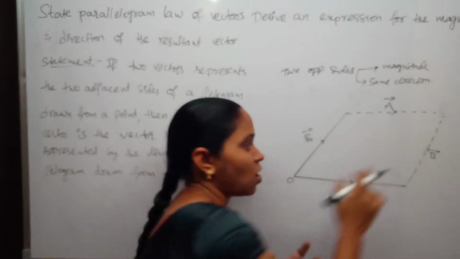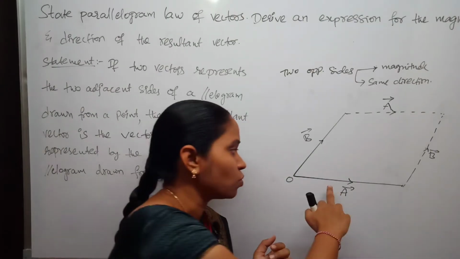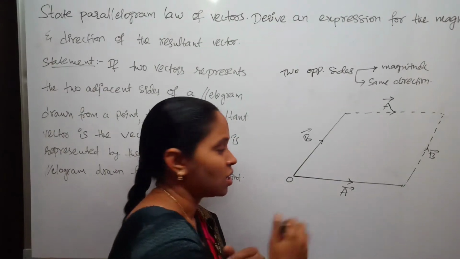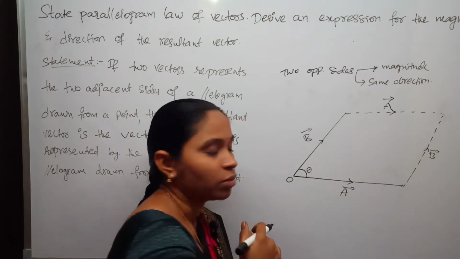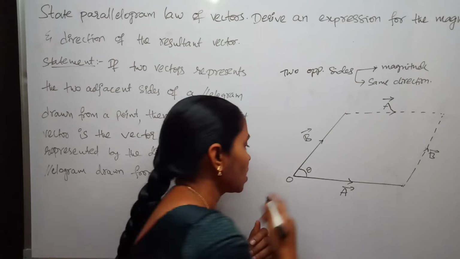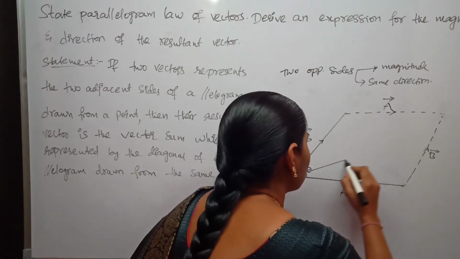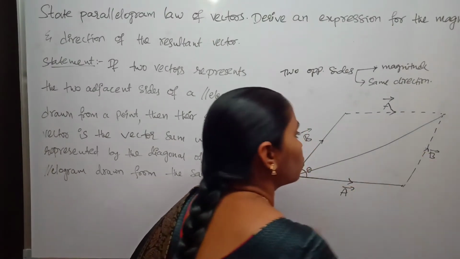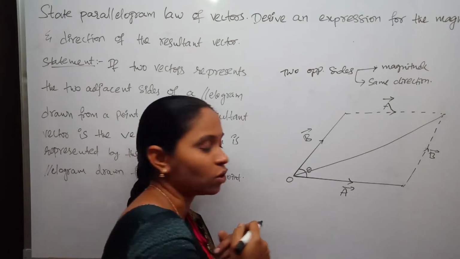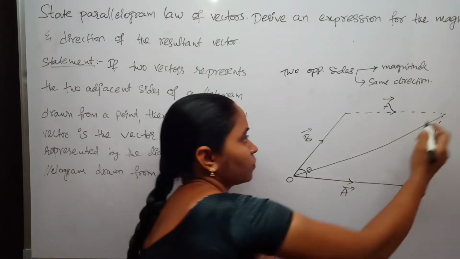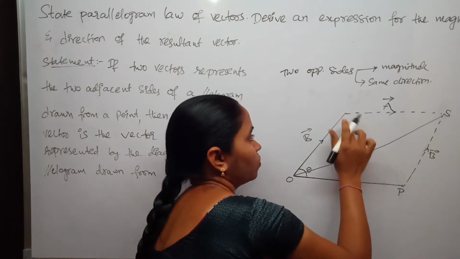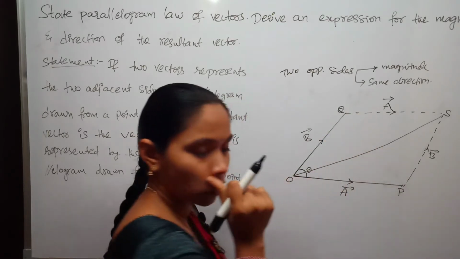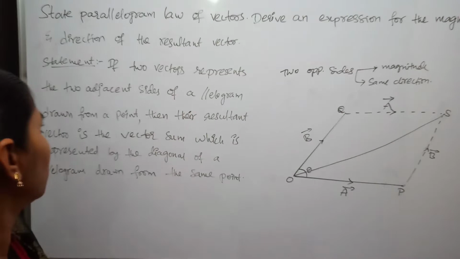These two are opposite sides and these two are opposite sides, and the angle between these two vectors is theta. I am taking the angle between these two vectors as theta, and if this is the diagonal of the parallelogram, this is point A, P, Q. Okay, now coming to the statement.